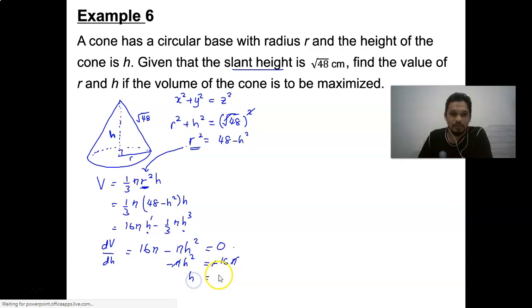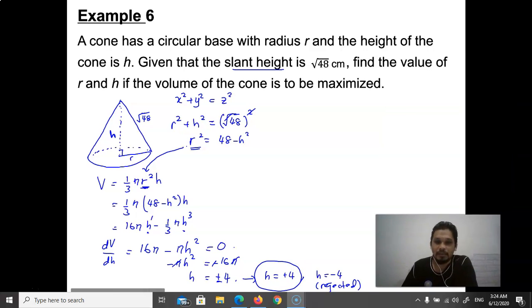Now h equal to plus minus 4. By the way, we are talking about h, which is height, and height cannot be negative. Okay, height cannot be negative, meaning only h equal to positive 4 is valid, and h equal to negative 4 is rejected. Okay, we reject this. We only take this one, h equal to positive 4, as our value for the height.